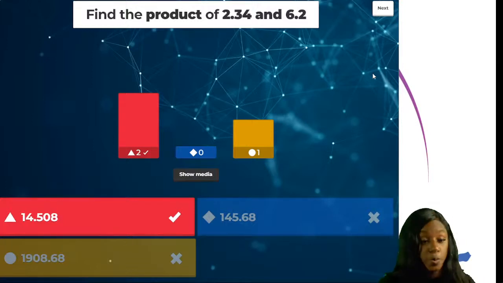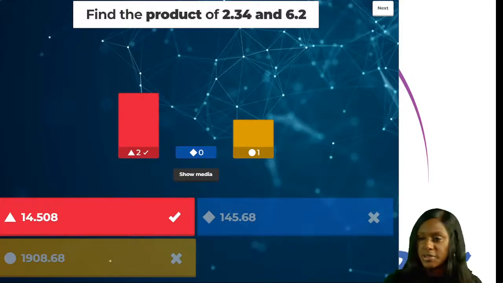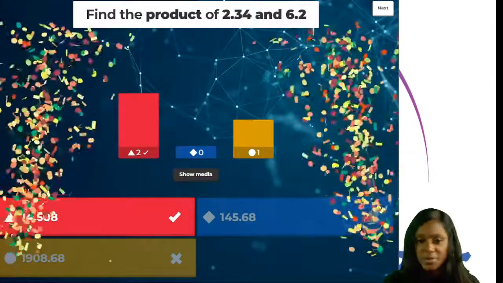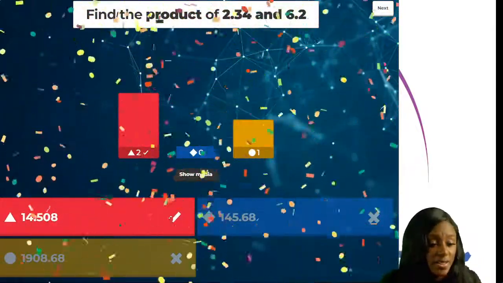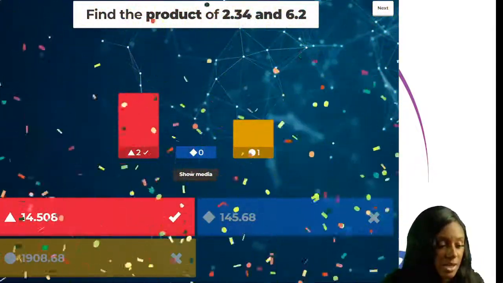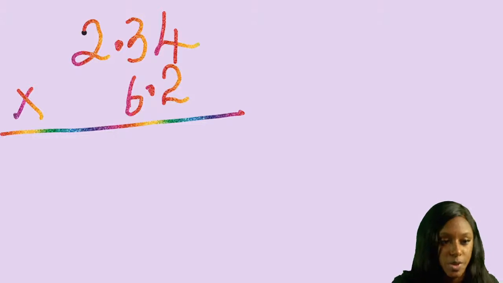Okay, so 2 persons got this correct. Excellent. Let me give you all some confetti. I've not been giving you all confetti for the past few days, so I'll give you all some confetti today. Those of you who got it incorrect, that's okay. I'm going to explain so that the next question you should be able to handle yourself.